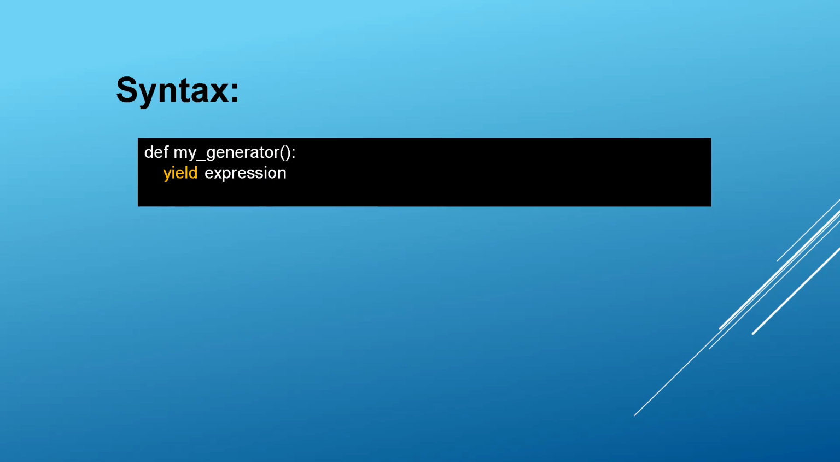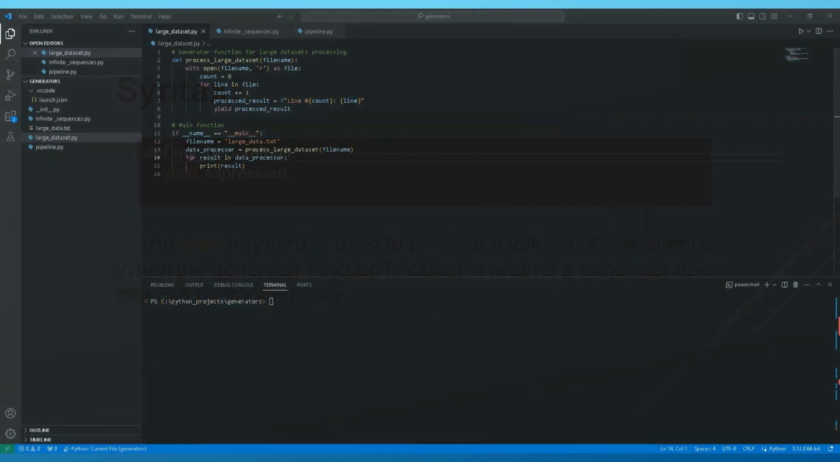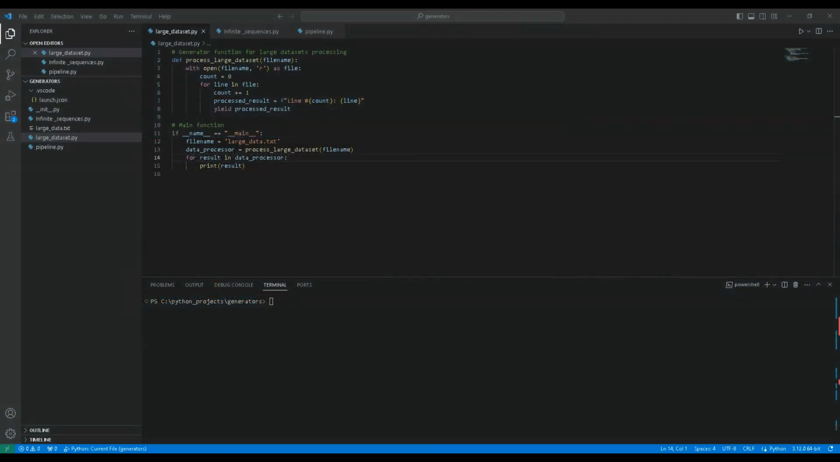To create a generator, you use a special kind of function called a generator function. Here's a glimpse of the syntax. The yield keyword is used to produce a value in the sequence. When the generator function is called, it returns a generator object that can be iterated over.